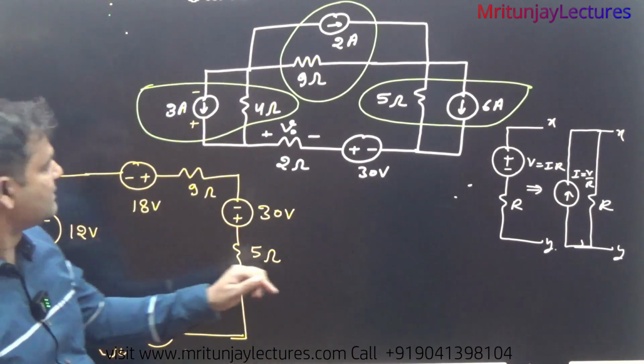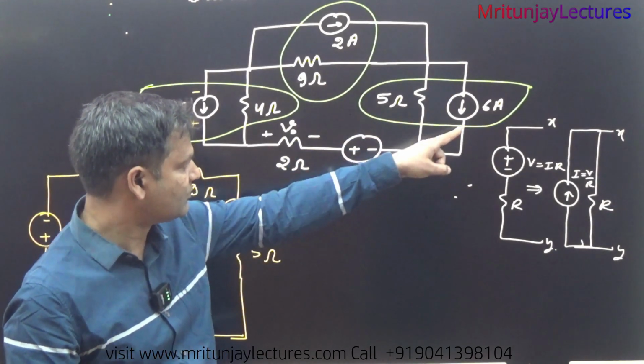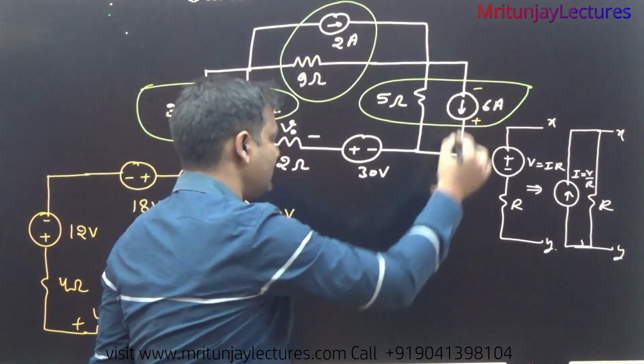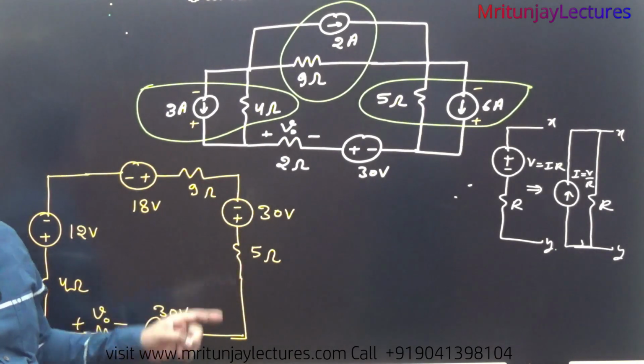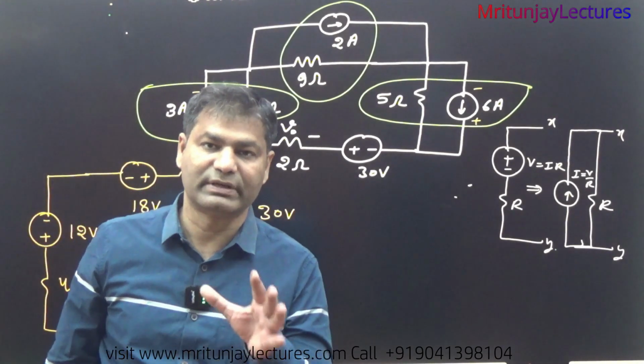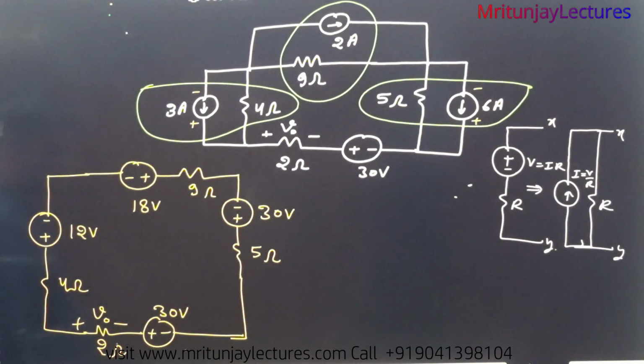Polarity plus minus. Current direction downward, so here positive, here negative. So that's why. Clear? It means you are going in the right direction. Are you going in the right direction? Clear?